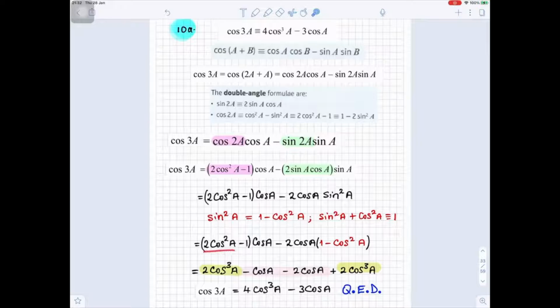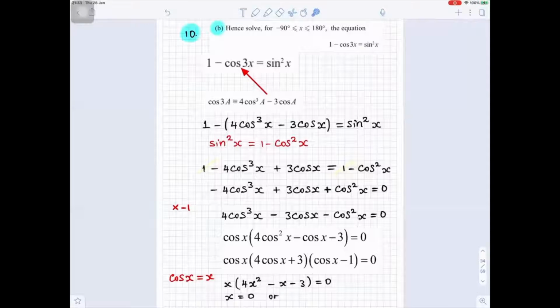So 2 cos squared A times cos A gives you 2 cos cube A. Minus 1 times cos A gives you minus cos A. Minus 2 cos A times 1 gives you minus 2 cos A. And minus 2 cos A times minus cos squared A, the 2 and the 1 will make 3, so it gives you 2 cos cube A. Now we add 2 cos cube A plus 2 cos cube A. 2 plus 2 gives you 4 cos cube A. Minus cos A minus 2 cos A is like minus 1 minus 2, which is minus 3 cos A. Quod erat demonstrandum, as required to show.